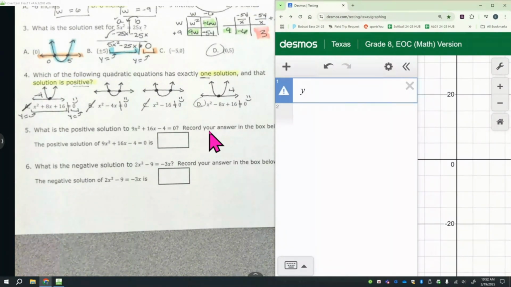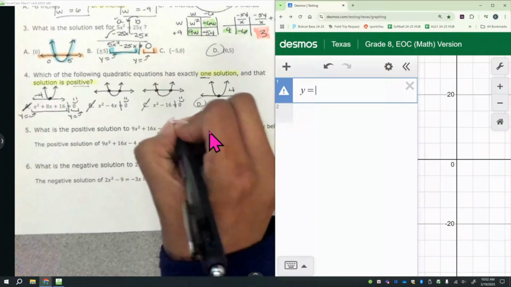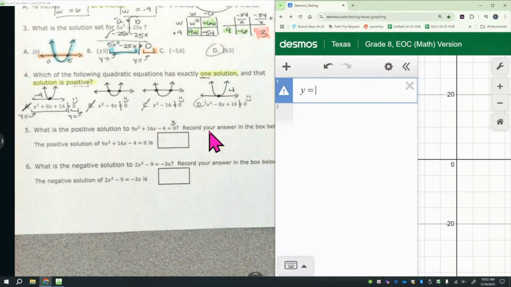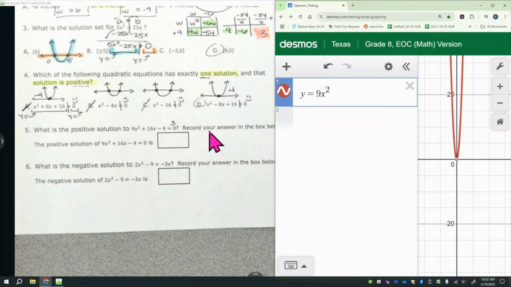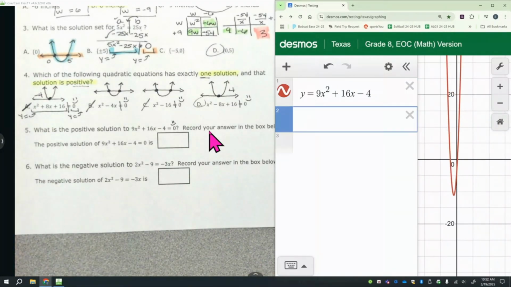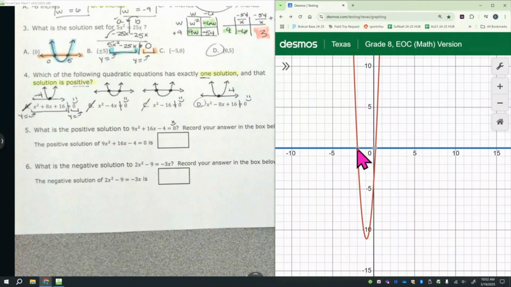So let's type it in. As you can see, it's equal to 0, so that's how I know I can do the shortcut way. So y equals 9x squared plus 16x minus 4. And the other half is y equals 0. Okay, so here's my parabola.